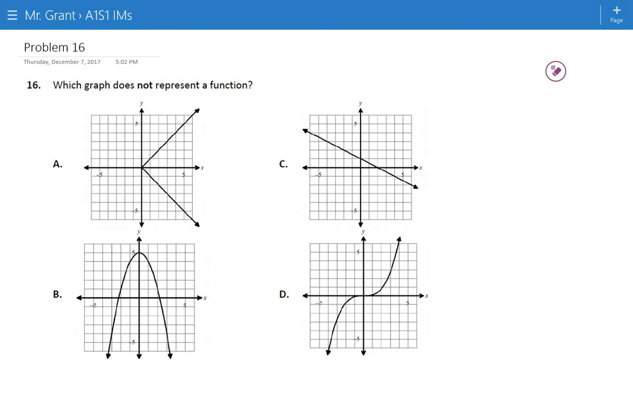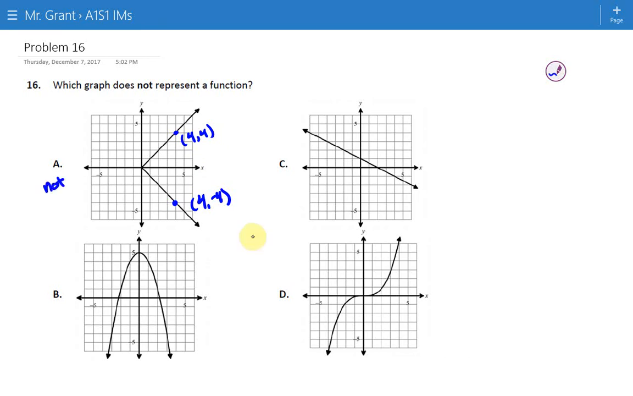If we look at A, maybe let's pick a couple points on here. Here's the point 1, 2, 3, 4. This looks like the point (4, 4). When we input 4, we get 4 as an answer. But notice at the same point, we have the point (4, -4). This is telling us when we input 4 into the equation, the answer could either be 4 or negative 4. This is not a function.